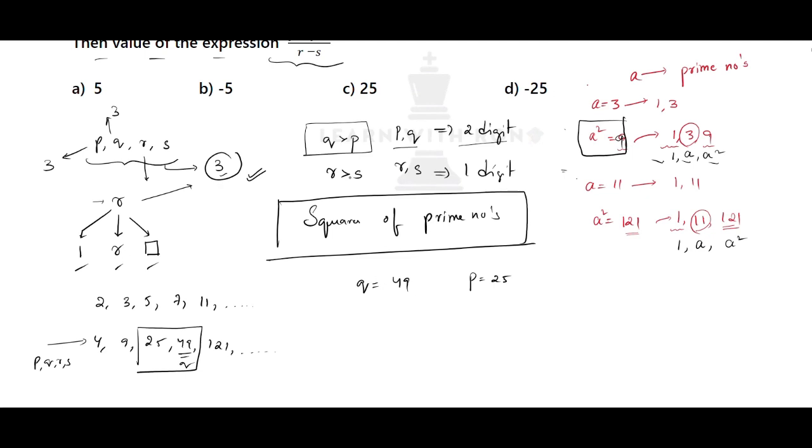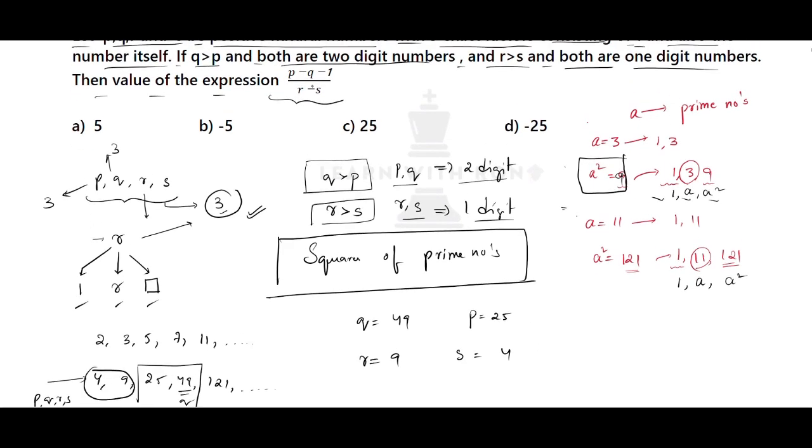We got P and Q. Now see, R greater than S and R, S are one-digit numbers. In this series we have only two one-digit numbers, 4 and 9, and R greater than S, so R is 9 and S is 4. Now we need to find the expression (P minus Q minus 1) divided by (R minus S). See here, P is 25, minus (Q 49 minus 1), divided by R minus S, 9 minus 4. That's all. 25 minus 48 is minus 23... we got our answer, minus 5, which is option B here.